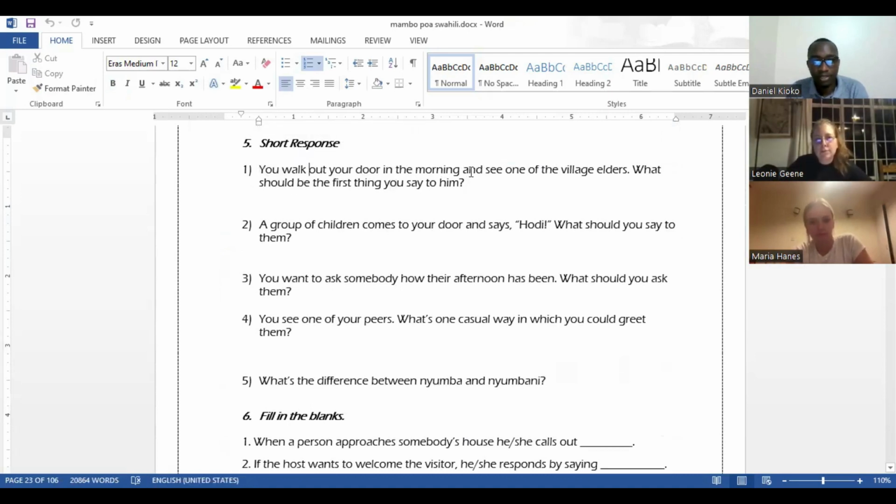You walk out of your door in the morning and see one of the village elders. Shikamo. Maybe shikamo, and then what will be the next thing? He responds marhaba, but what would be your next thing? I think in the morning I would say habari ya asubuhi. Yes. You can say shikamo, marahaba, habari ya asubuhi, njema, salama. And then maybe you want to end it. Have a nice day.